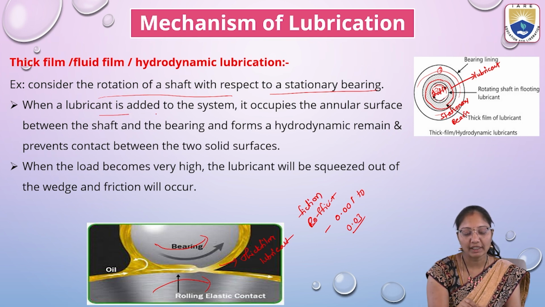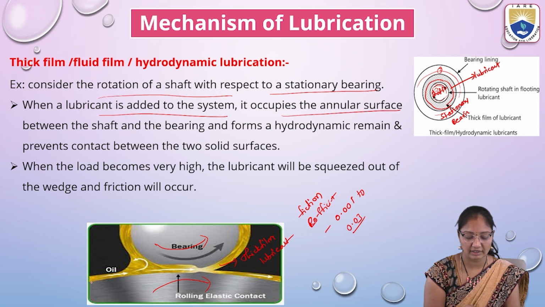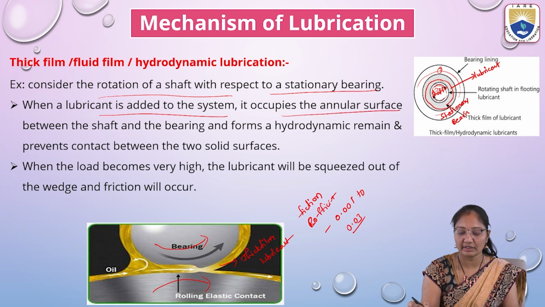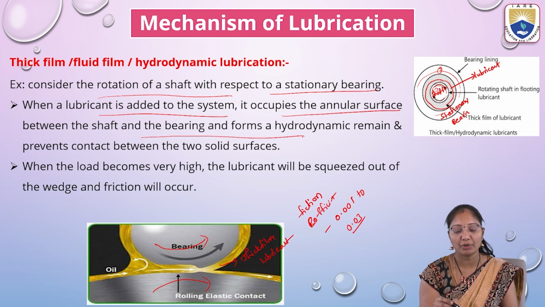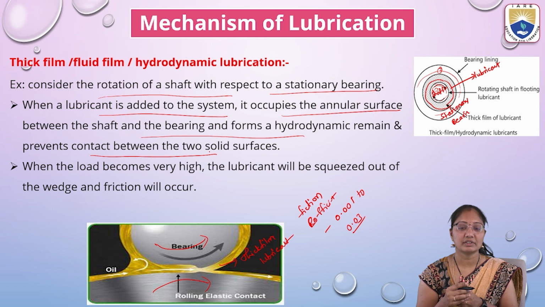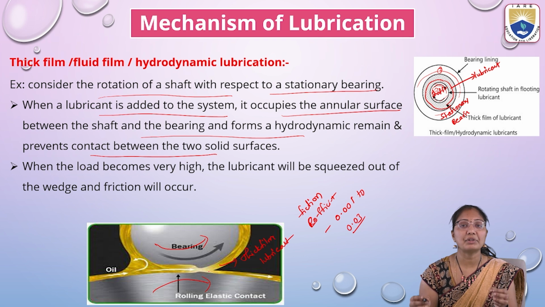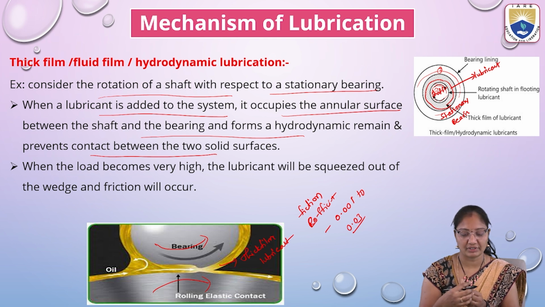When a lubricant is added to the system, it occupies the annular surface, here also the annular surface, and the bearing, and forms a hydrodynamic film. It remains there and prevents contact between the two solid surfaces. We can see there is no contact in any area, because it is covered with the lubricant. So there is no possibility of direct contact between the two moving surfaces.